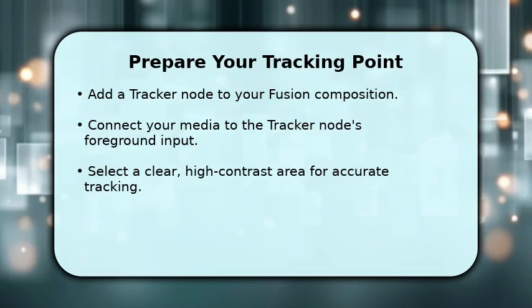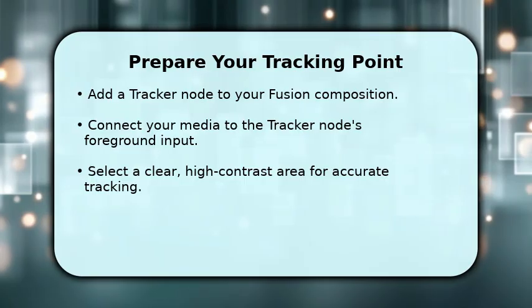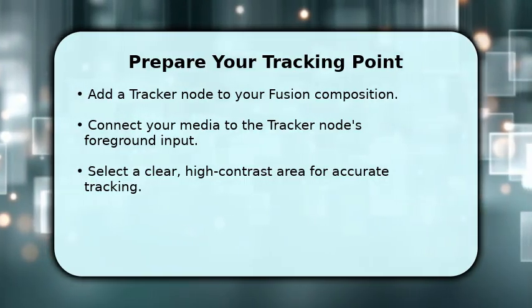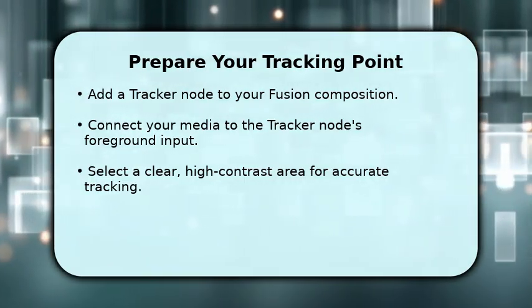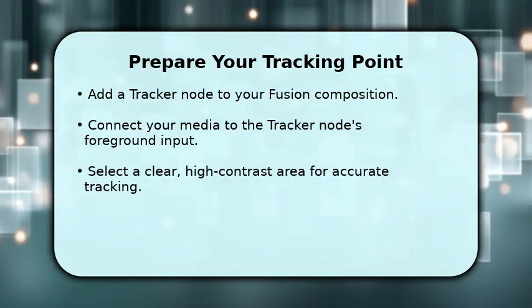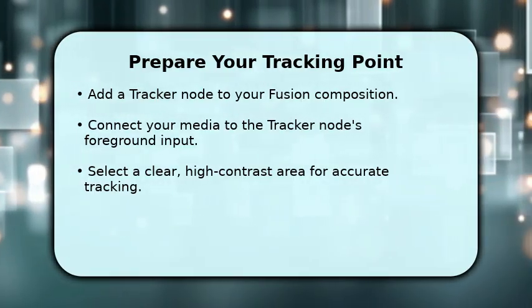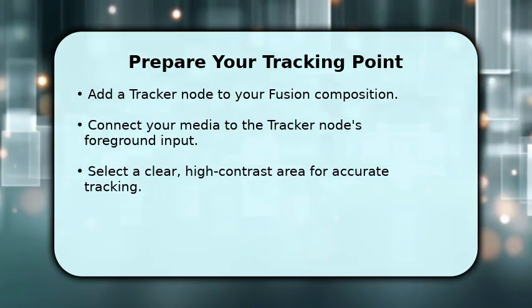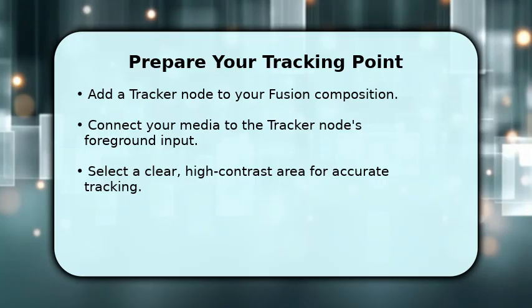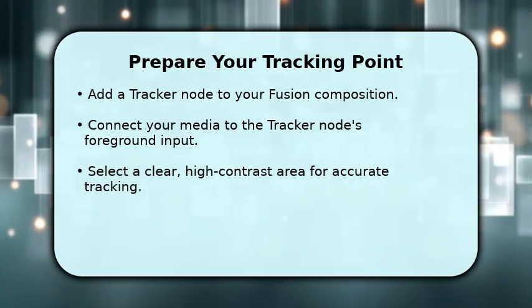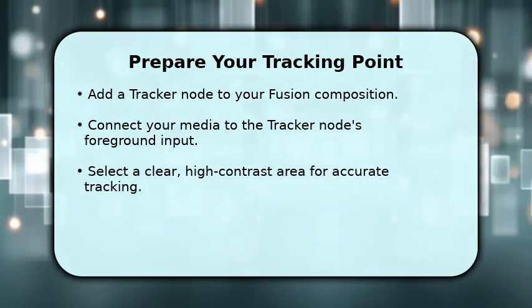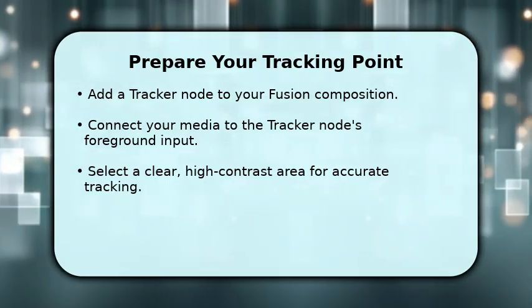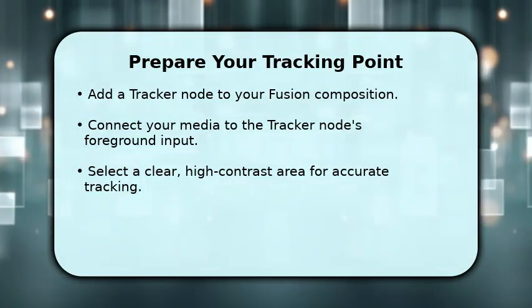Now let's set up our tracker. Drag a tracker node into your Fusion composition. Connect your video clip's output to the green foreground input of the tracker node. Carefully choose a distinct point in your footage that you want the text to follow. This could be a corner, a specific object, or any area with good contrast. Adjust the tracker's search area to encompass your chosen feature for optimal results.